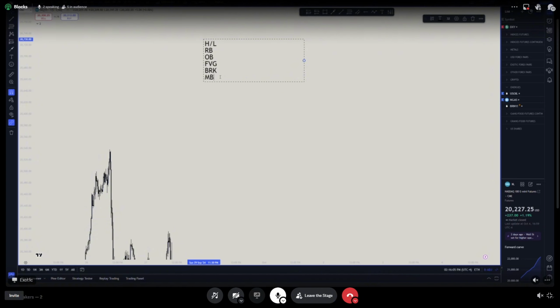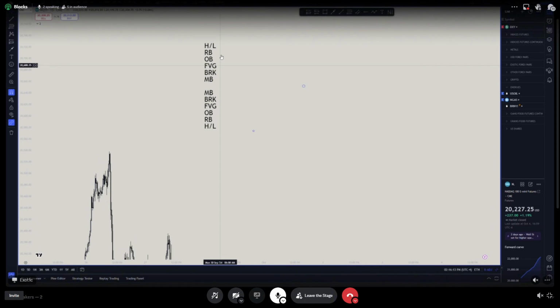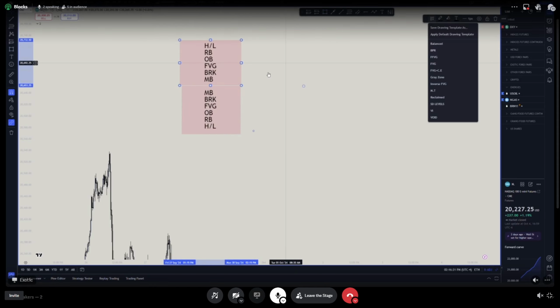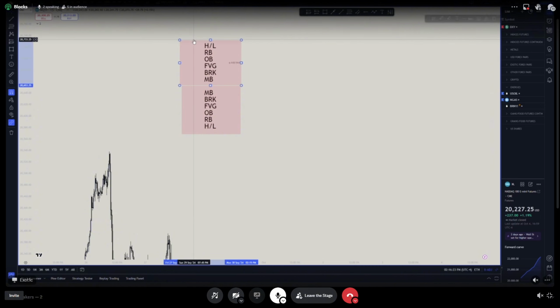Do this mitigation block, and then it'll be the same thing again. Mitigation block, breaker, fair value gap, order block, rejection block, high slash low, right? And this will kind of be how it is. And this will be like your premium. This will be your discounted here, and this will be your premium here, right? We won't go over this too much here, but just keep that in mind. And these are the order the PD arrays are going to form.